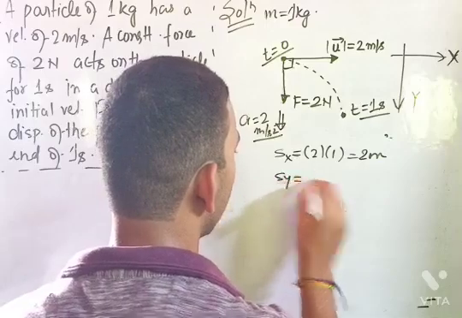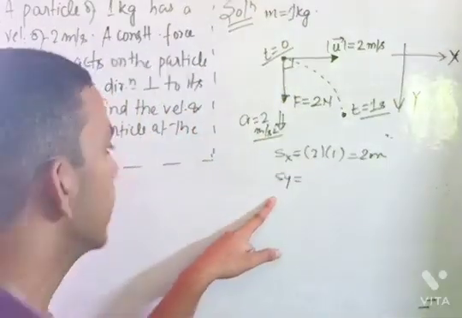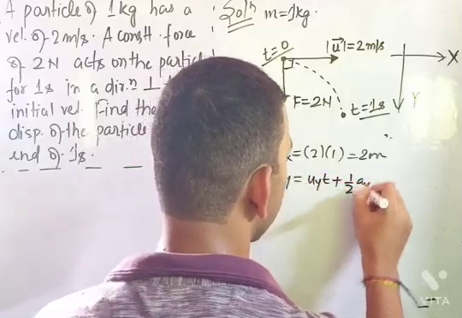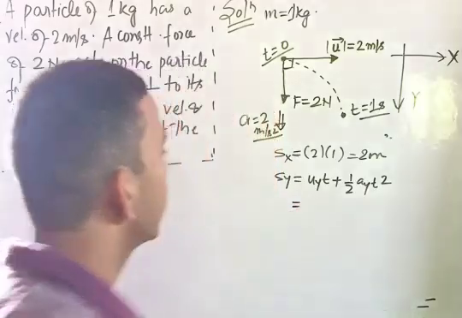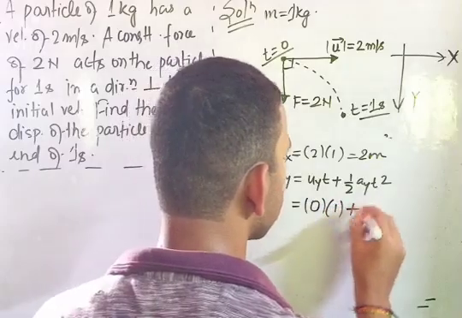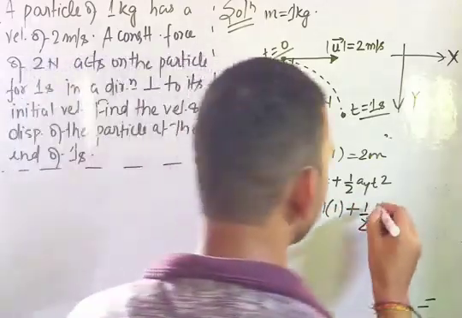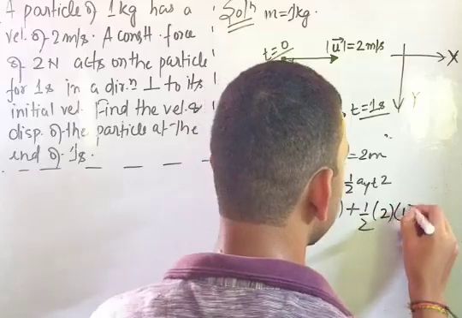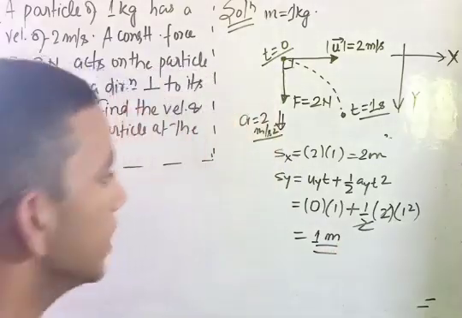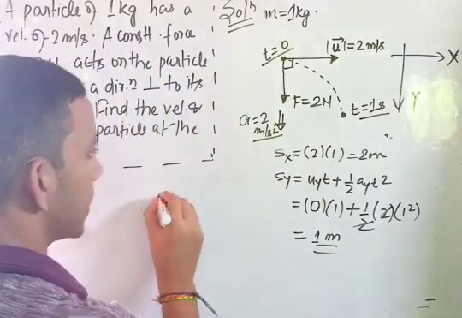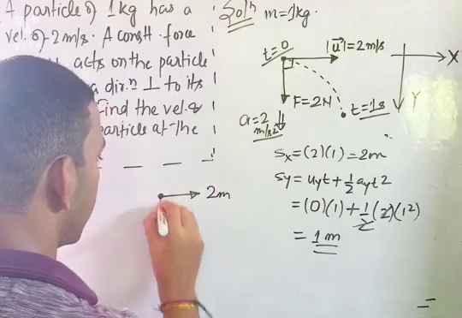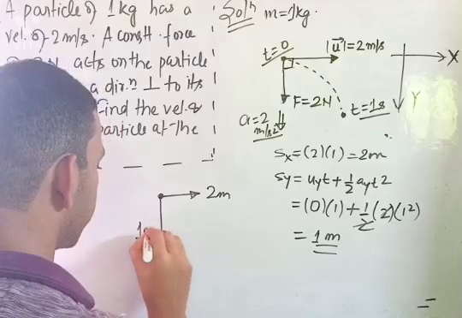And displacement along y, for this we can write s is equal to ut plus half at square, that is uy times t plus half times ay times t square. Here initial velocity along y direction is 0 times 1 plus half, acceleration along y direction is 2 times t square, it is 1 square. So we are getting 1 meter. That means if we draw the vectors, along x direction the displacement vector will be this one, that is 2 meter. Along y direction, displacement vector will be 1 meter.